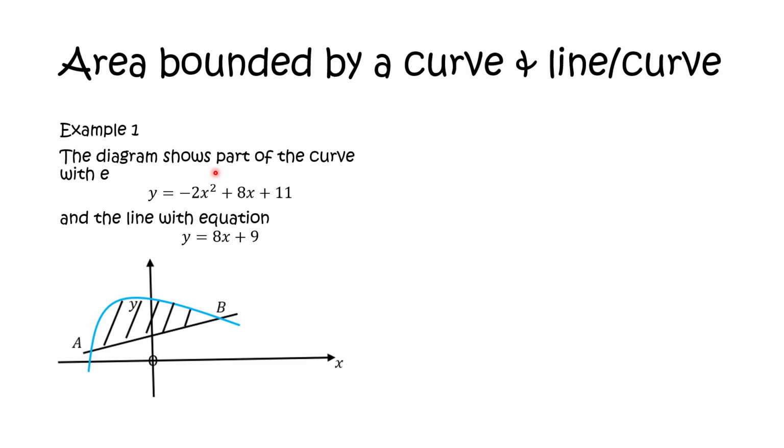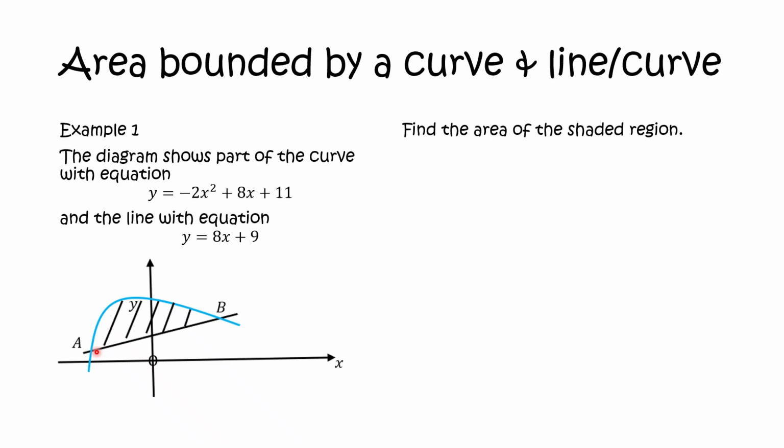The diagram shows part of the curve with equation y is equal to minus 2x squared plus 8x plus 11, and the line with equation y is equal to 8x plus 9. So in this case, the graph of the quadratic is one that is above the line. So it implies that that graph would have higher values or higher area compared to the one that will be generated by the line. So in that case, we would need to subtract.